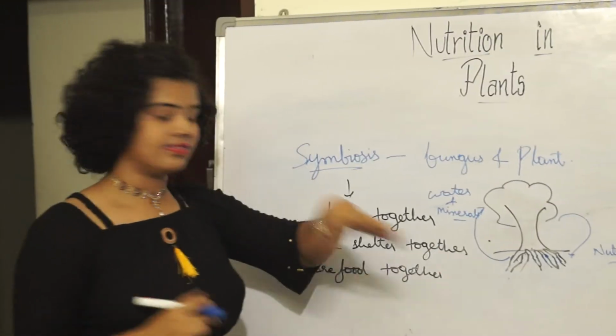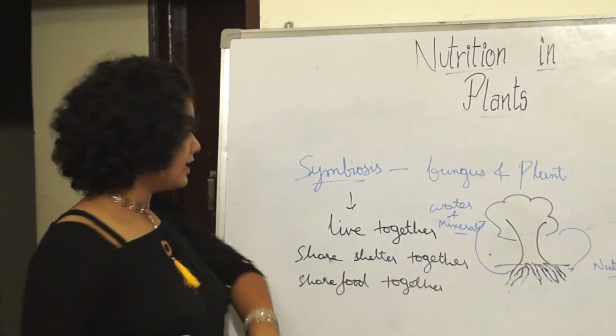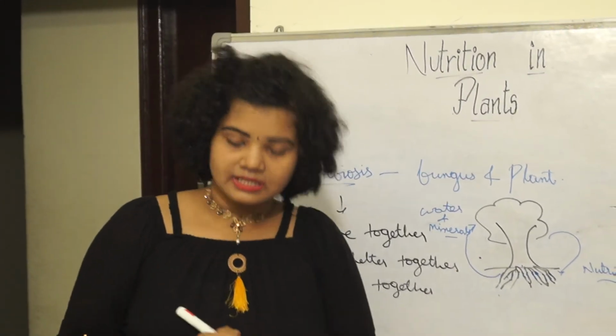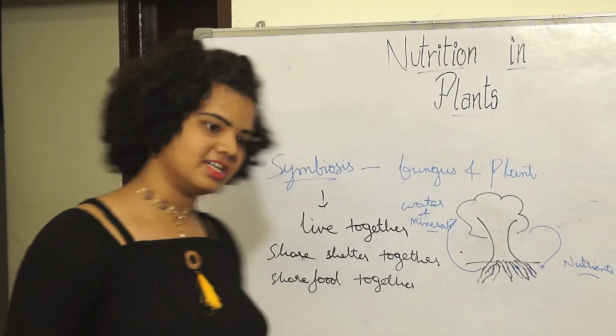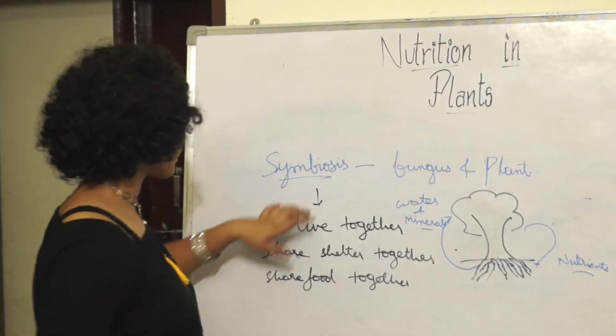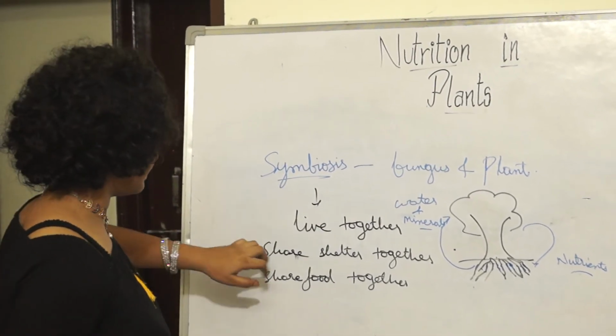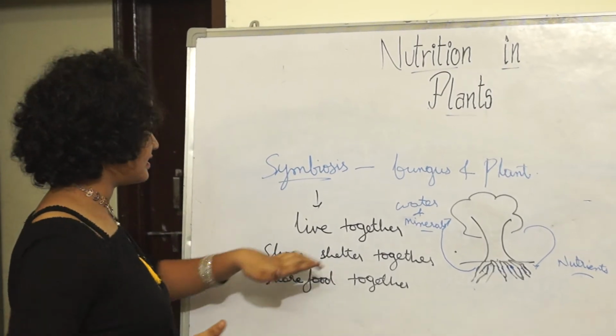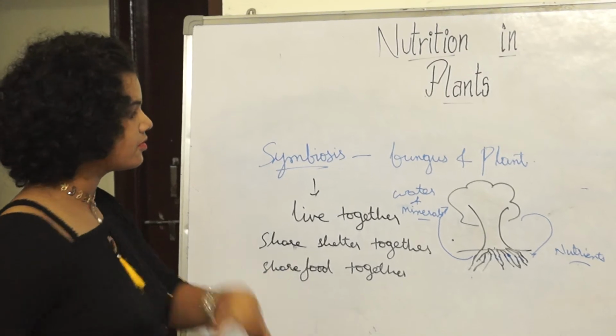So they share shelter, and they live together, and they even share food together. So such type of relationship is nothing but the symbiosis relationship. You have the symbiosis relationship. Let's say the plants which are there, they live together, they share shelter together, they share food together.